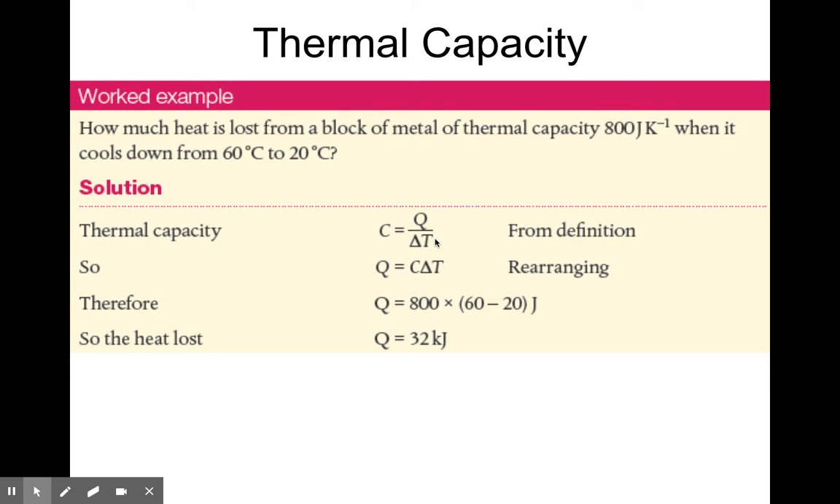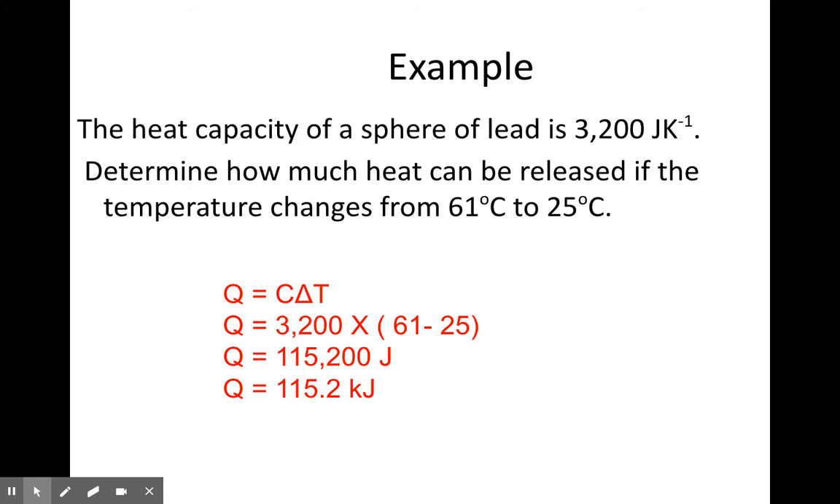Here's another example, and you can look at that. Again, noting that the change in temperature, even though these are written in Celsius, if you subtract these in Celsius, it's going to be the same as if you subtracted them in Kelvin, because you would add 273 to make them into Kelvin, but the difference is still the same.